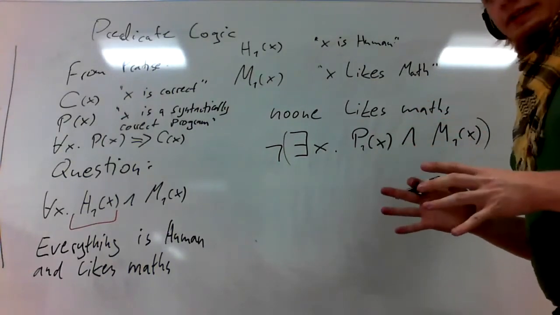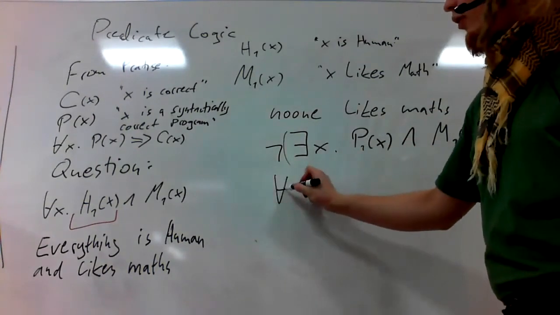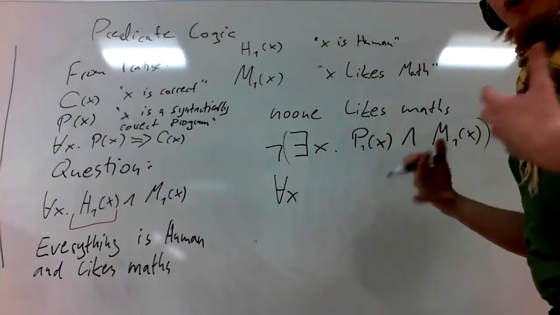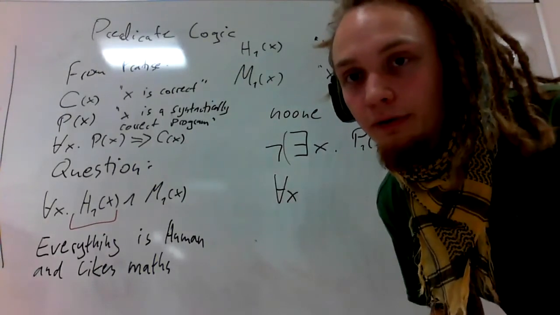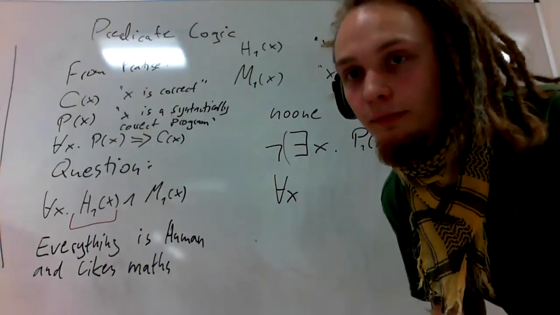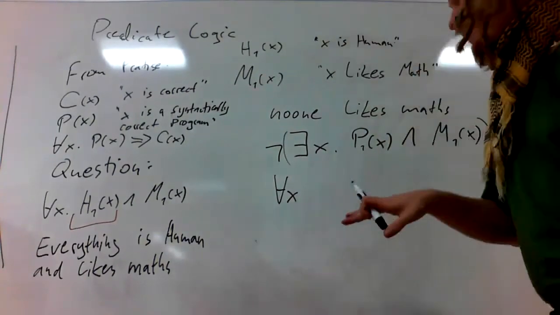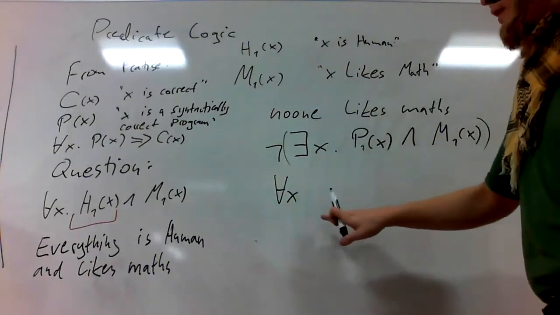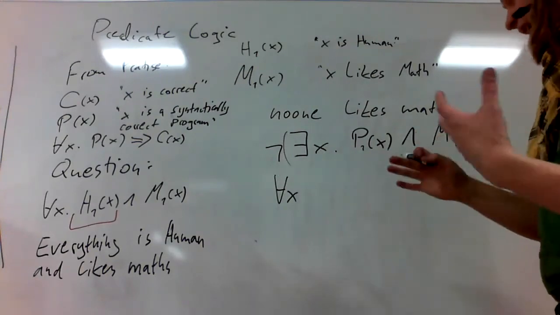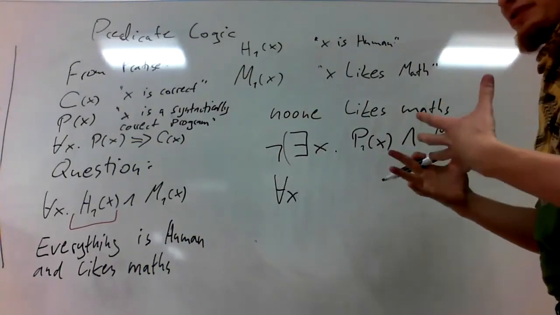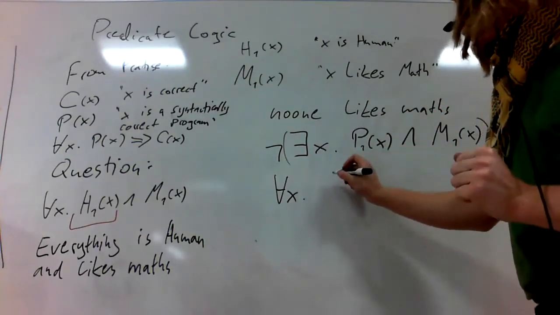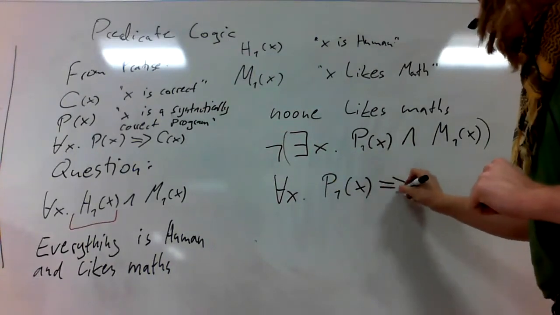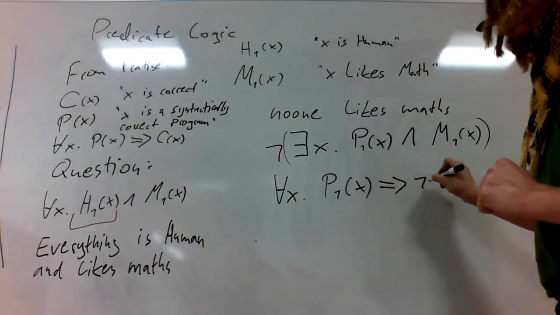Now, an equivalent statement would be obviously something for all. Yeah? So, no one likes math means that for all persons, we could formulate the same statement as: for all persons it holds that if a thing is a person, then it doesn't like math. So, all persons don't like math. So this is the same thing: for all x, if it is a person, it implies it doesn't like maths.